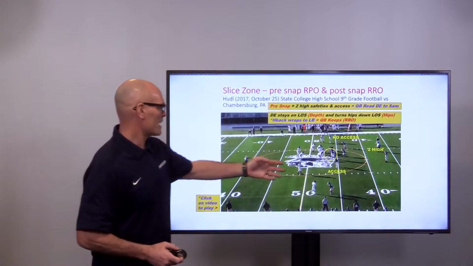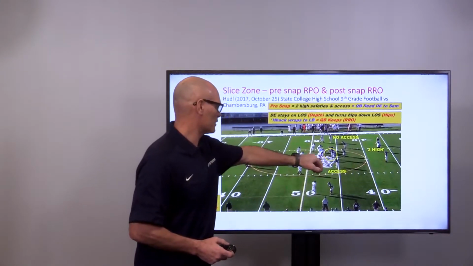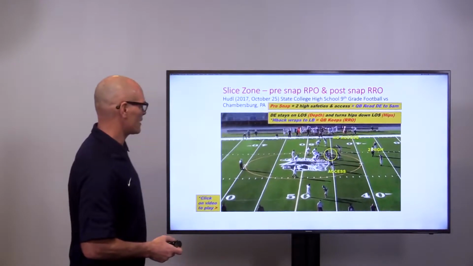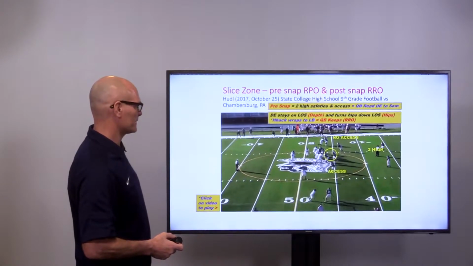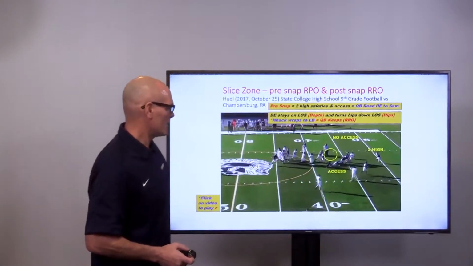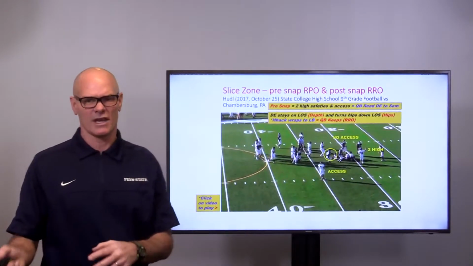Again, here's our 9th graders doing it. We go slice zone. You're going to see now we've been running split zone, so that end's starting to come in. There's no backer, and he's off and around. So again, now that defensive end comes down, they go defend the bubble, and there's 15 yards. Again, 9th graders doing a split zone and a slice zone read.